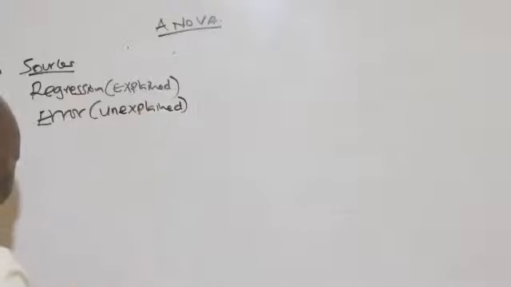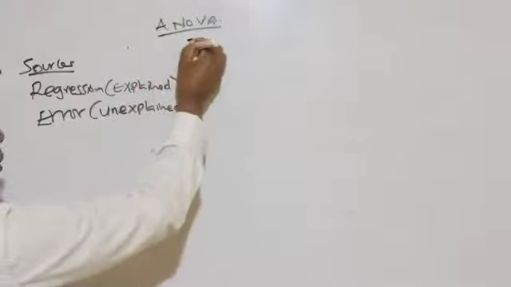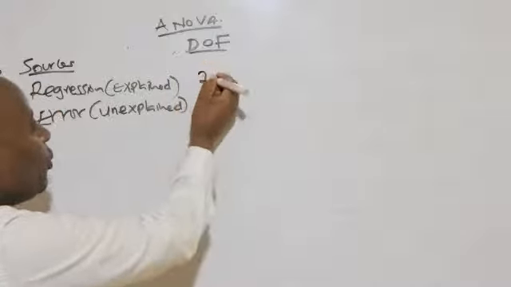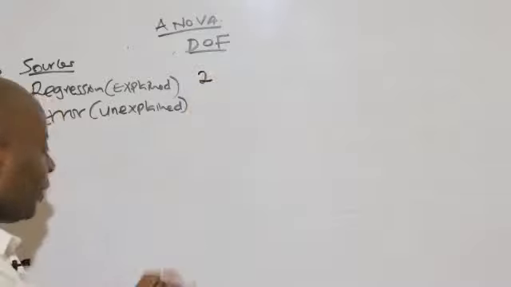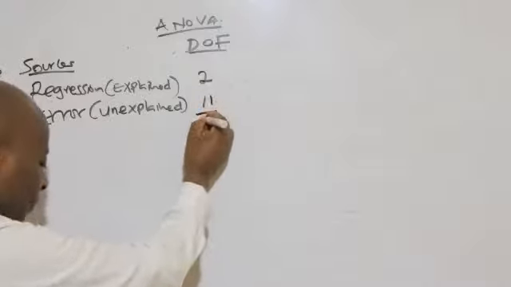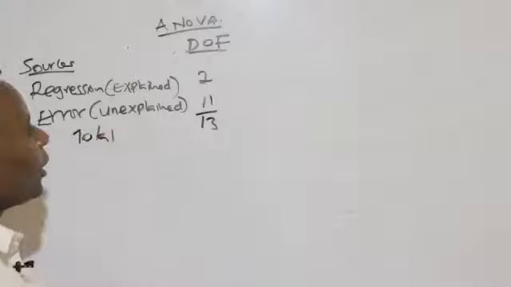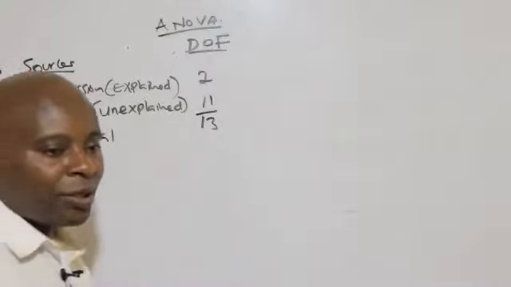So, ladies and gentlemen, from our yesterday's question, they have given us the DOF. The DOF is degrees of freedom. So here we have 2, here we have 11, and here we have 13 if you add. That is the total. Total is 13.